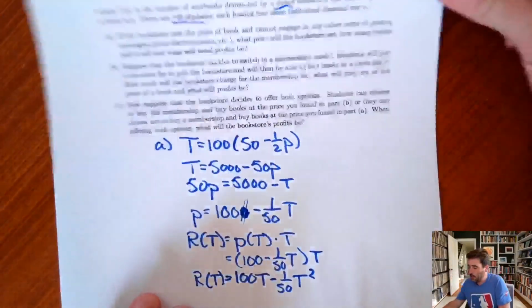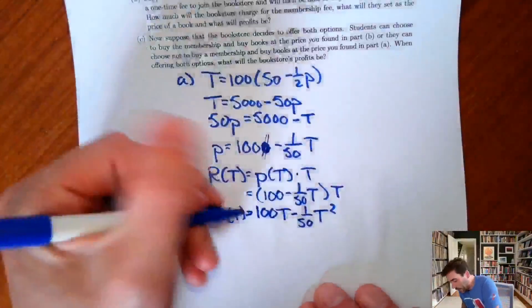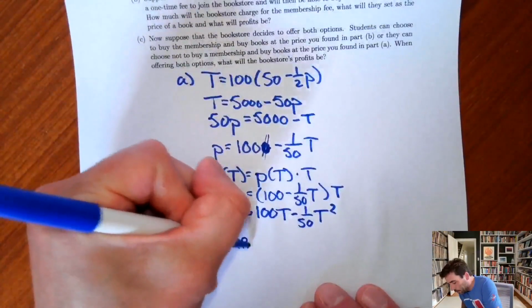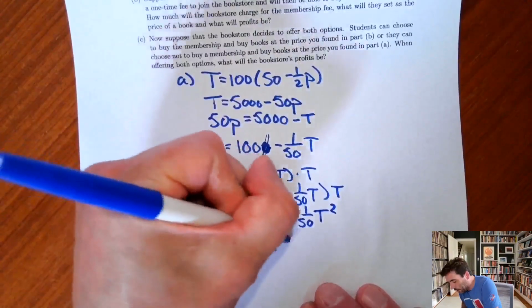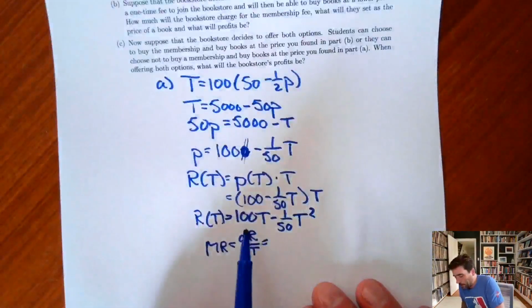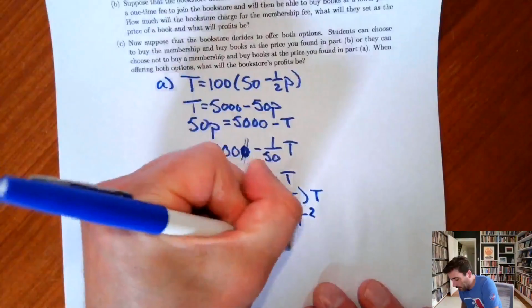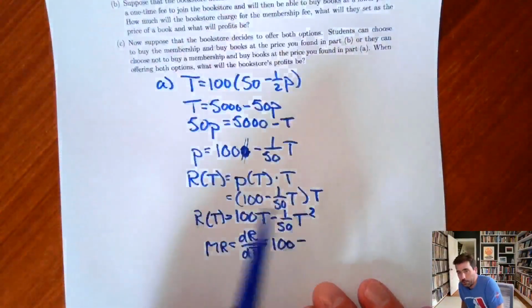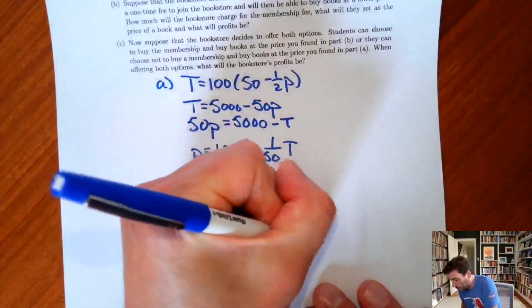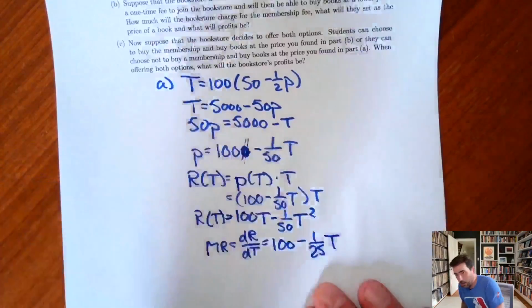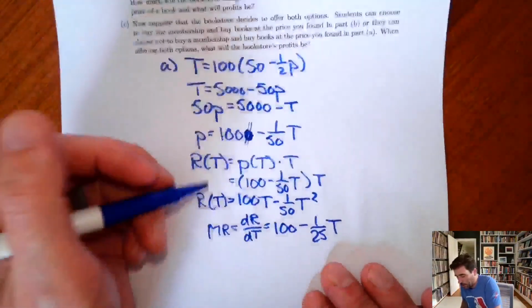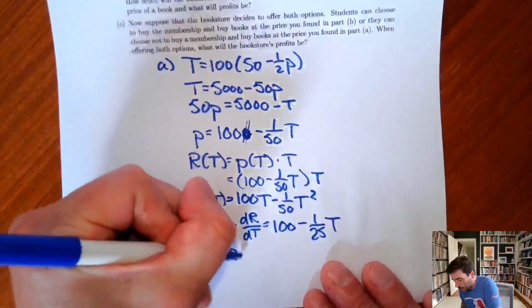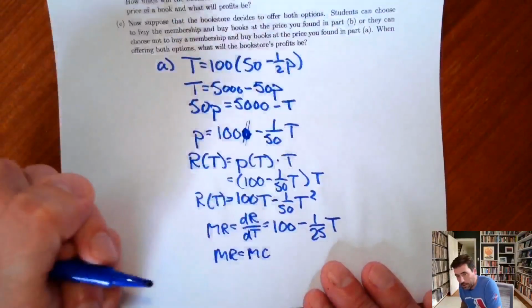Now we can go ahead and do our marginal revenue as the derivative of revenue with respect to t. My first term is going to be 100 when I take the derivative. My second term, I'm going to bring down the 2. It's going to give me 1 over 25. Lower the exponent by 1. It's going to give me t. So we've got marginal revenue. We just now need to set that equal to marginal cost.